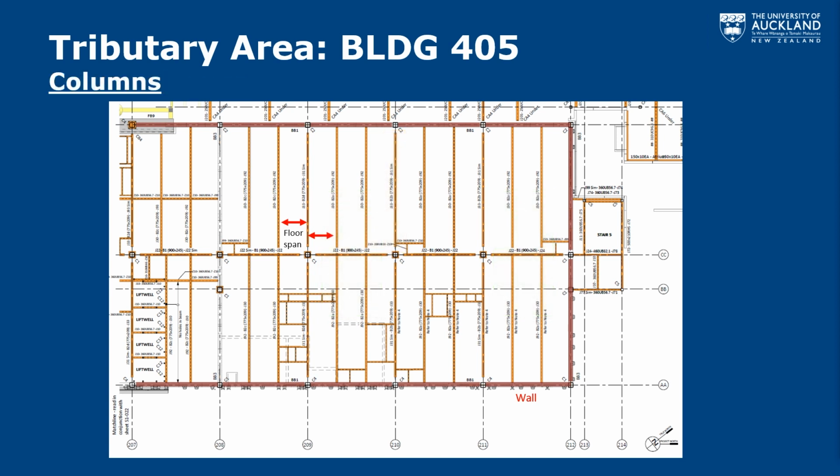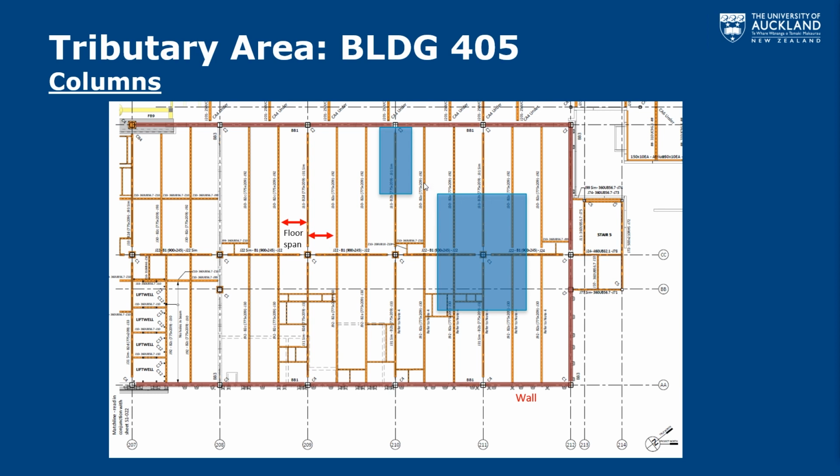So with the columns, again, we can do a similar task where if we stood here, we're going to secondary beam directly into column. If we stand here, secondary beam into the primary beam, into the column. And we can plot that up, and then we'd get a tributary area that looked like this. Now, the question is, why does this column have a smaller tributary area?